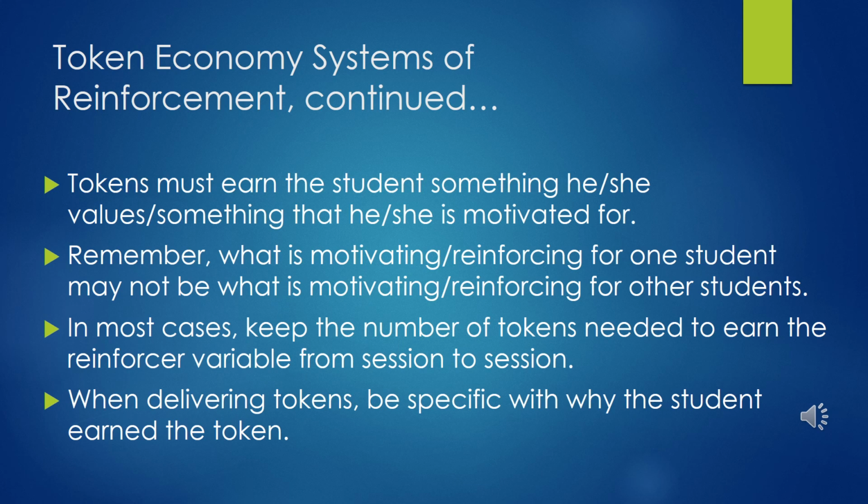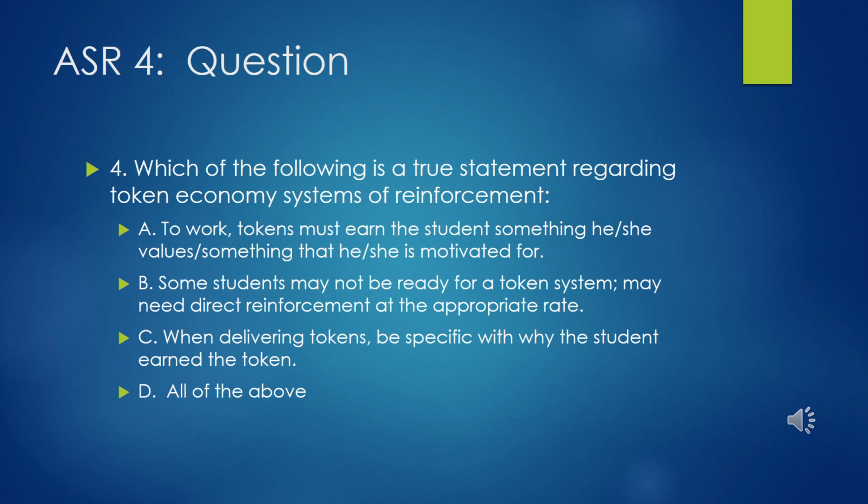Okay, so ASR number 4, our question. Which of the following is a true statement regarding token economy systems of reinforcement? A, to work, tokens must earn the student something that he or she values or something that he or she is motivated for. B, some students may not be ready for a token system. They may need direct reinforcement at the appropriate rate. C, when delivering tokens, be specific with why the student earned the token. Or D, all of the above.